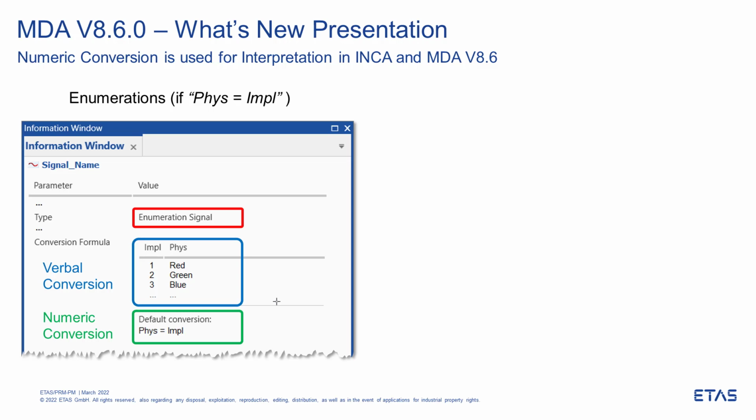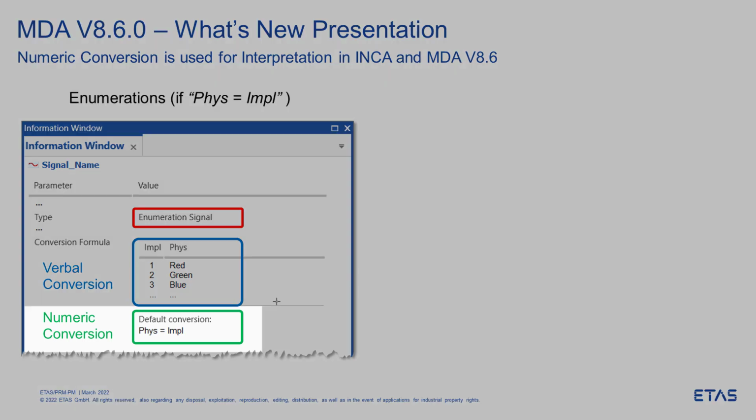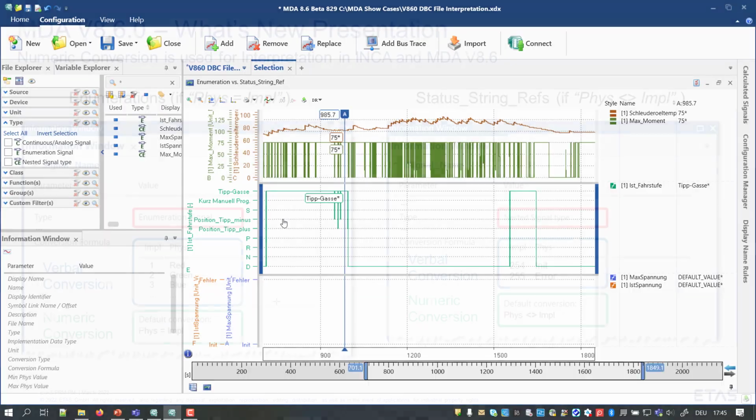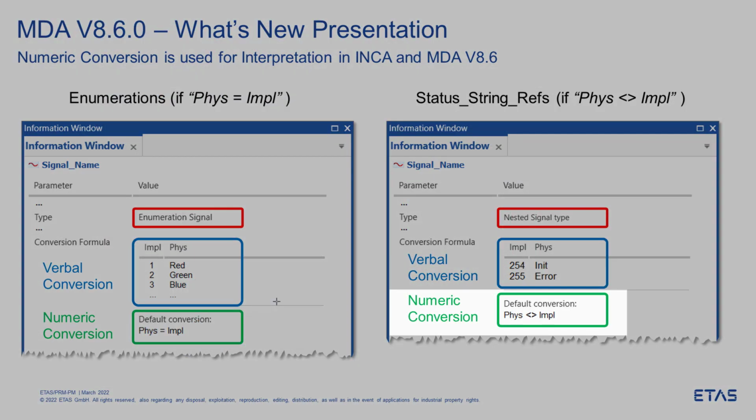For signals which have a verbal and a numeric conversion, the numeric conversion is used to distinguish enumerations from status string refs. If the numeric conversion defines that the physical value equals the implementation value, only the verbal conversion is used. Accordingly, the signal type is enumeration, and as a result, the signal axis in an oscilloscope shows the strings defined by the verbal conversion. If the numeric conversion is not identity, the signal is handled as a status string ref signal in MDA 8.6.